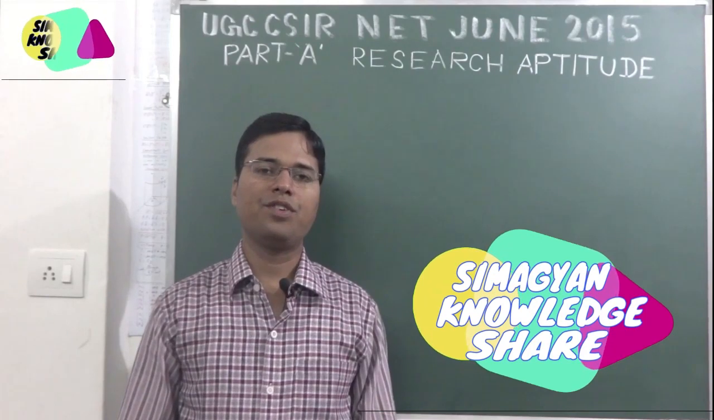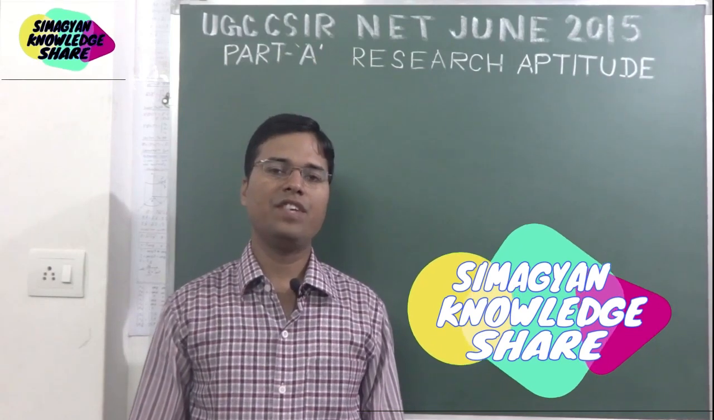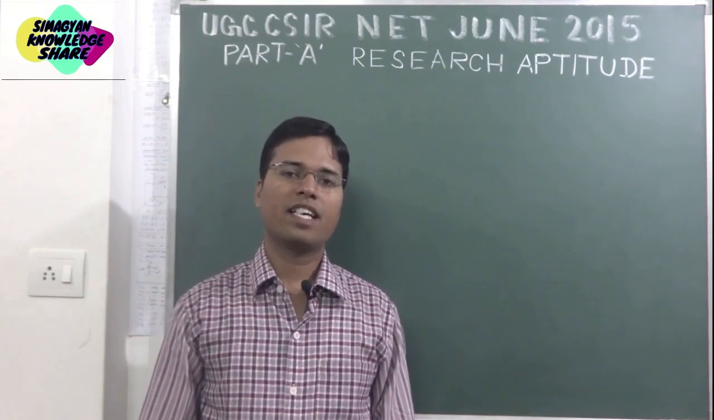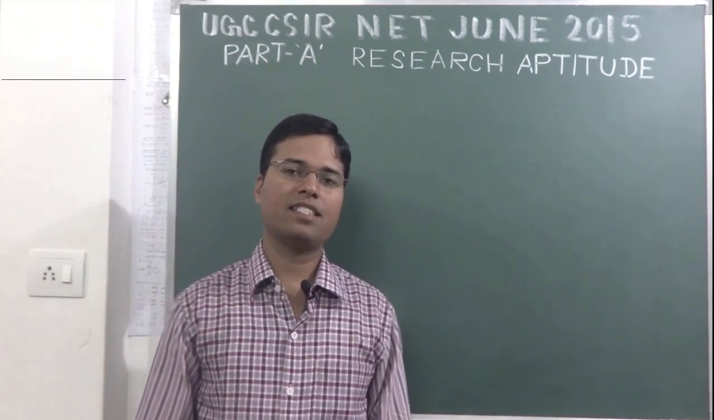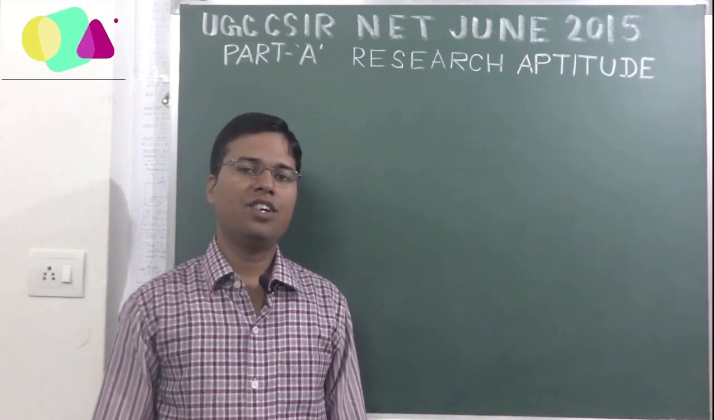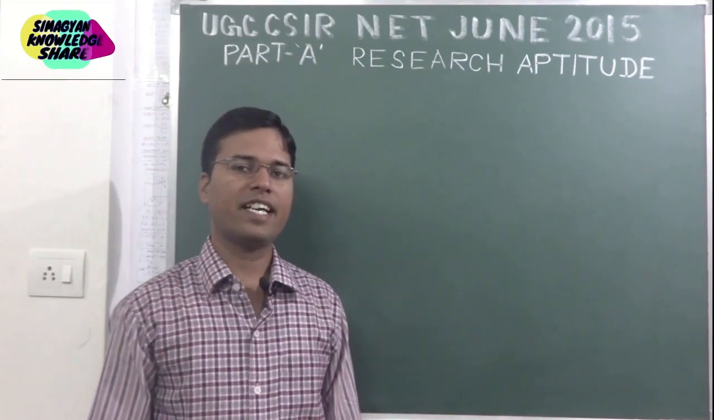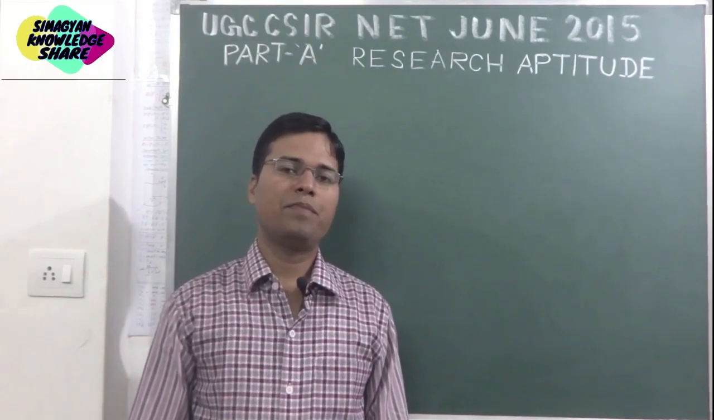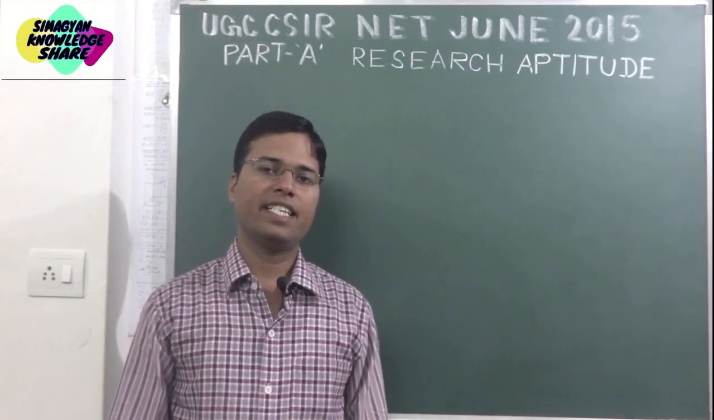This is our first video in the series of UGC-CSIR NET Part A, which is Research Aptitude, which is common for all streams: chemical sciences, physical sciences, life sciences, mathematical sciences, and engineering sciences. In this series, we will solve the research aptitude problems from UGC-CSIR NET old papers, and after this series, we will give practice problems for our viewers and then solve them in the next video.